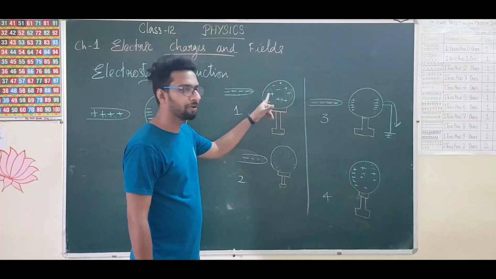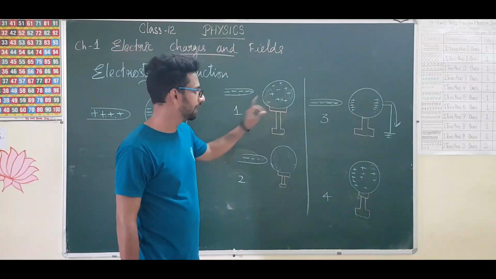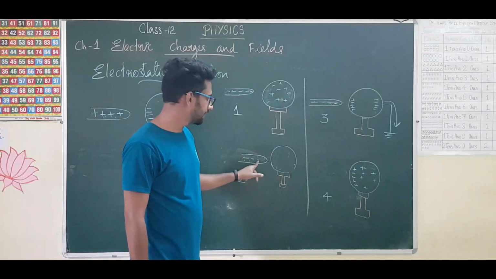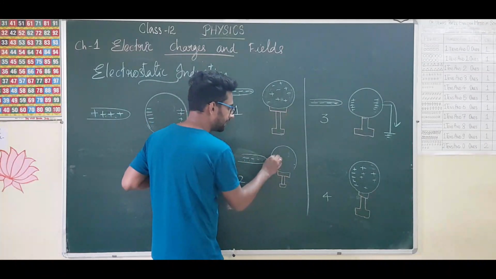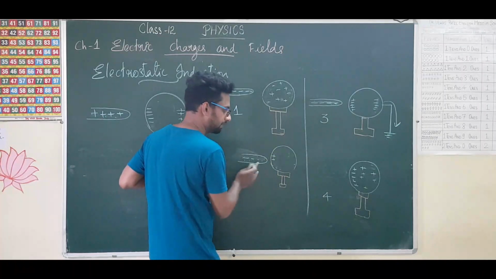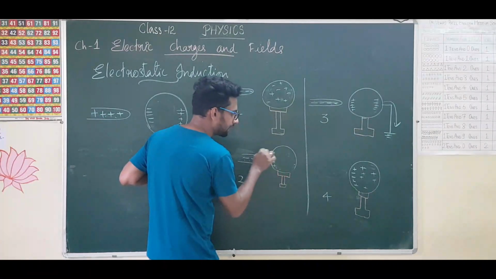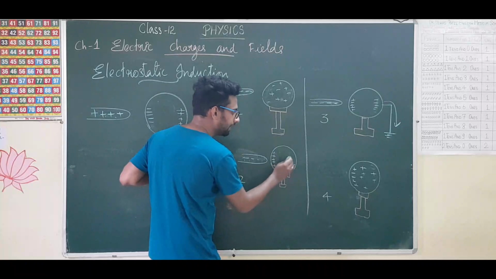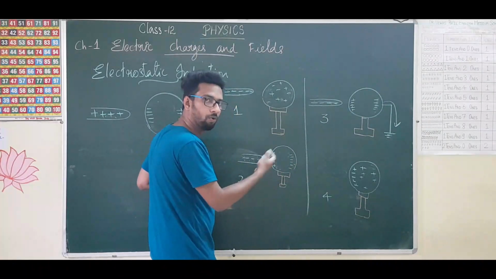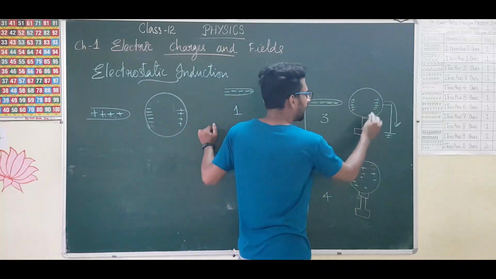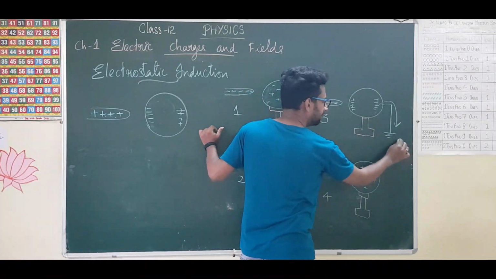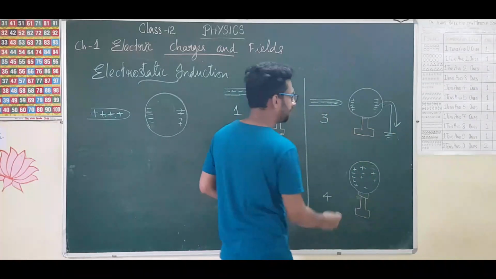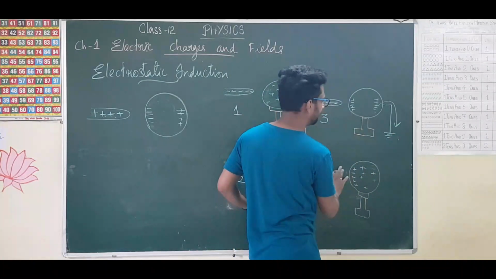See here, an equal number of positive and negative charges are there. When you bring the negatively charged rod near the neutral body, the positive charges will get attracted by this negatively charged body. All the positive charges will accumulate on the nearer end, and the negative charges will move to the opposite end due to Coulombic repulsion. Then at the farther end, all these negative charges will move towards the earth. Then what will remain? Only the positive charges will remain.